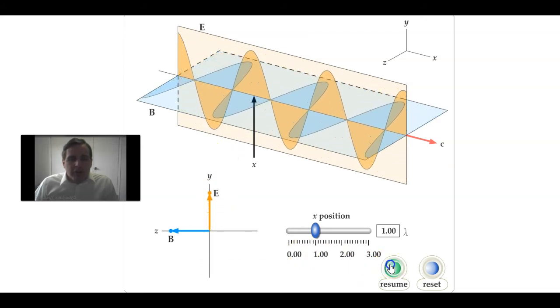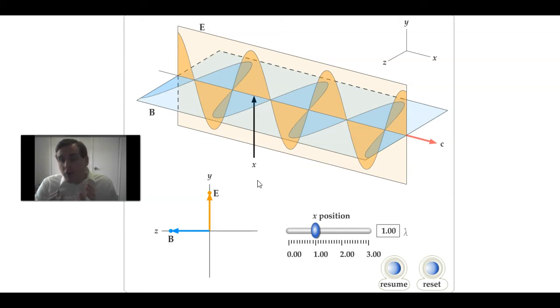Okay, so let's go ahead and go on to looking at what are the different kinds or the different flavors or the different ranges or frequencies, and thus also the different wavelengths of electromagnetic waves.